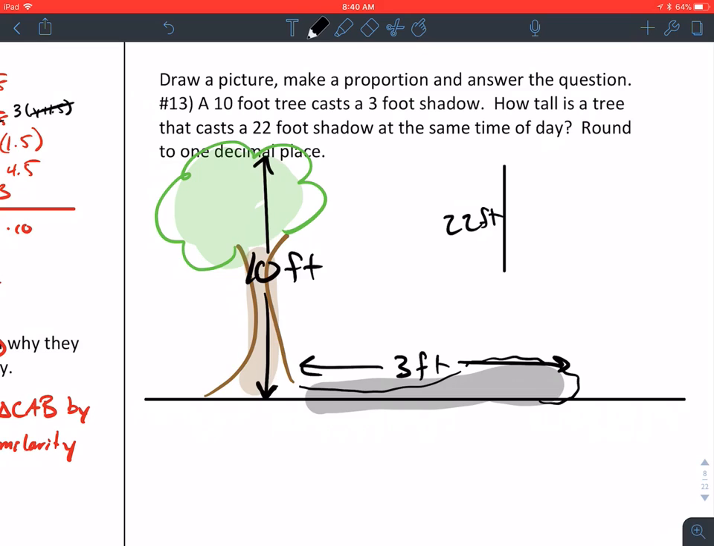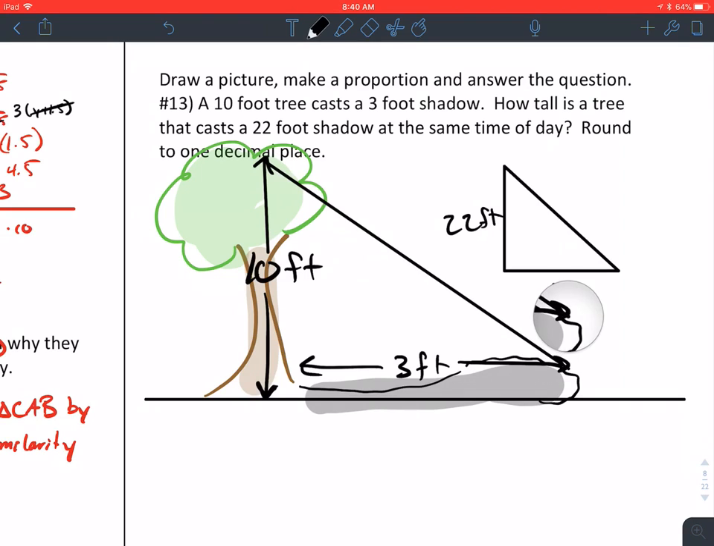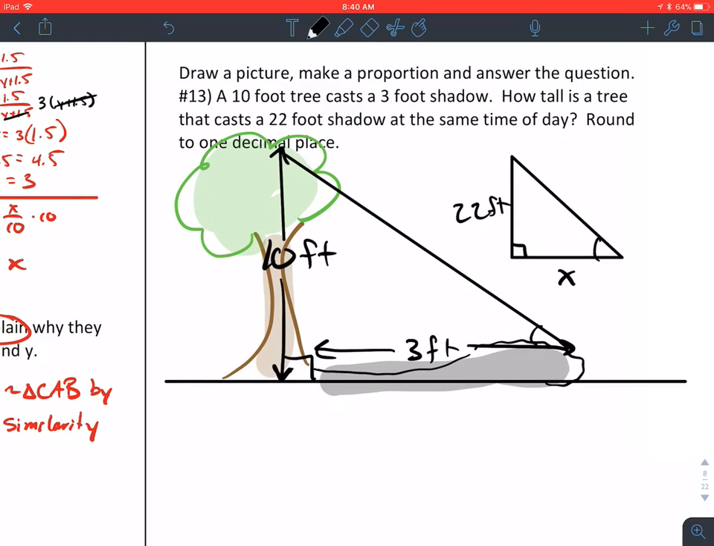Well, if we get a 22-foot tree casting a shadow of x length, same time of day, these two triangles are going to be similar because the angle of elevation, which we haven't talked about yet, we will in the future, is going to be the same. And we're assuming that trees grow vertically, so they're perpendicular to the ground. So they're similar by angle.